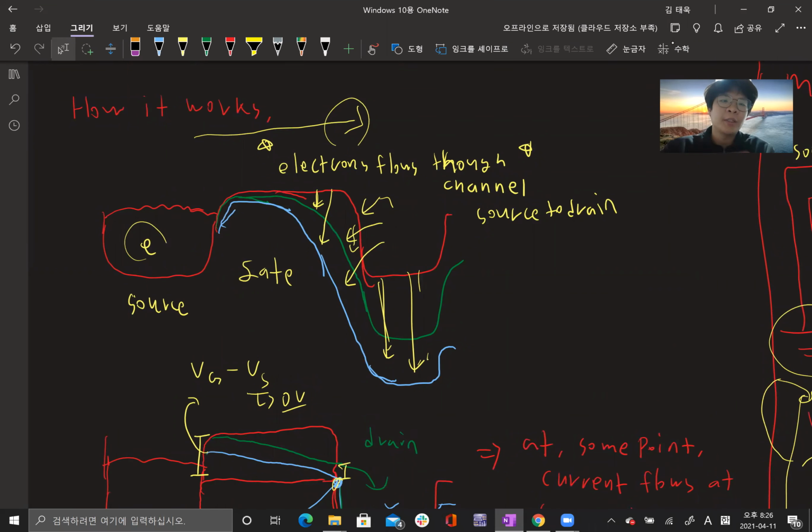For example, there are a lot of electrons in the source, and the electrons in the source flow through the gate channel to the drain. In the red line, there is no drain bias, and if we keep giving a positive drain bias, then the electric energy diagram would be lowered.